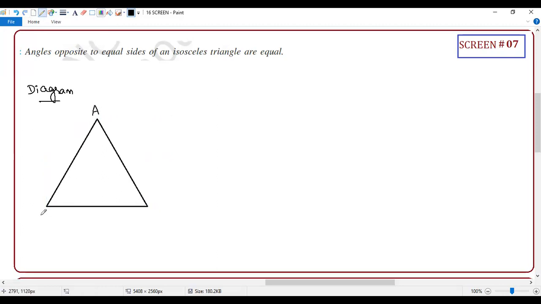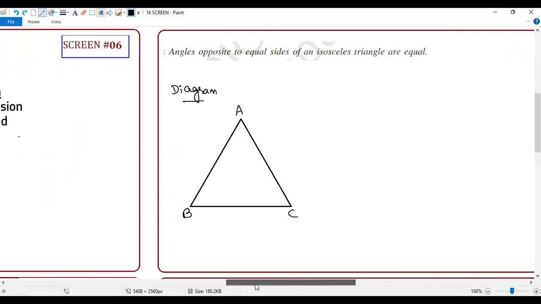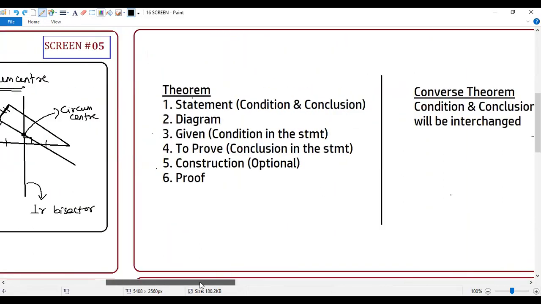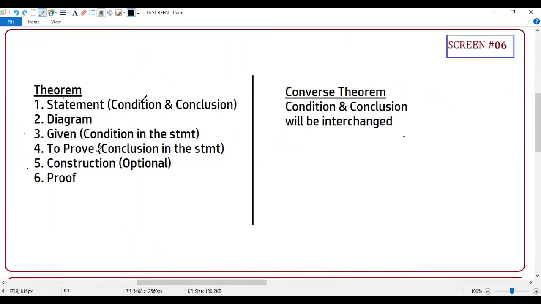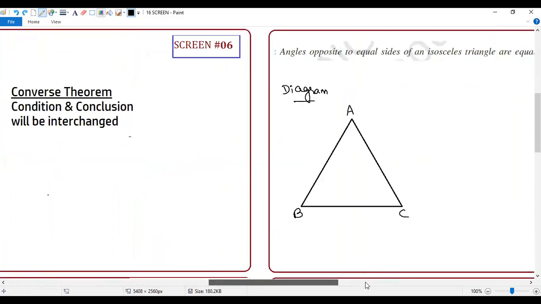You just mark it as A, B, C. Now, listen carefully. Angles opposite to the equal sides are equal. What is the condition? What is the conclusion? You should know what is the condition and what is the conclusion. Condition is given, conclusion is something I need to prove.